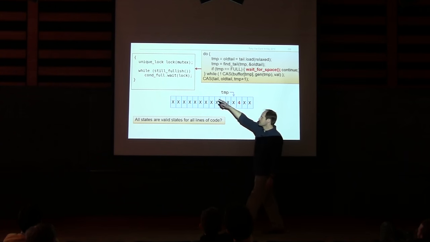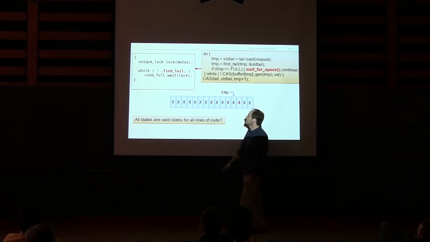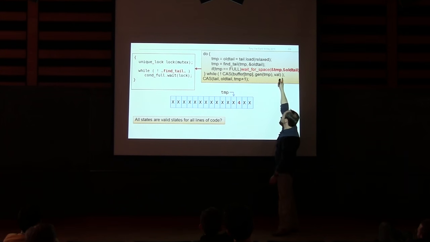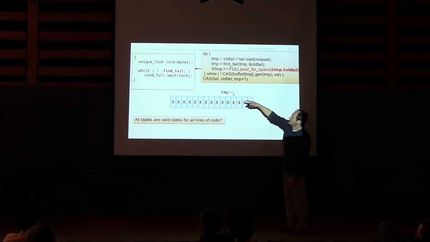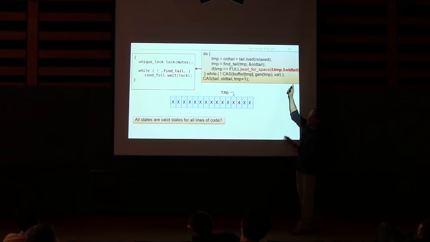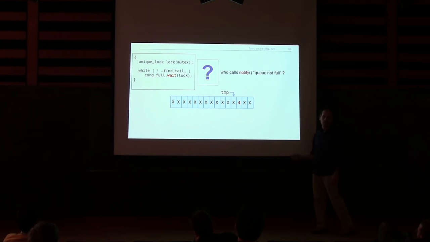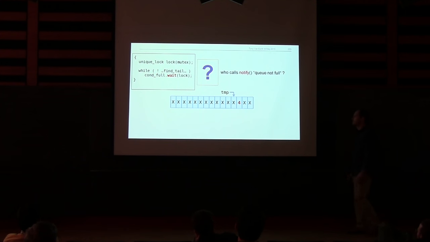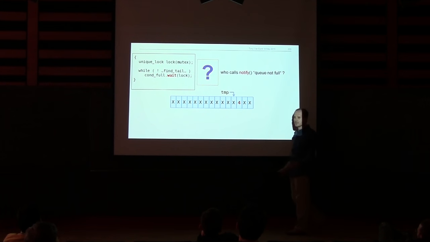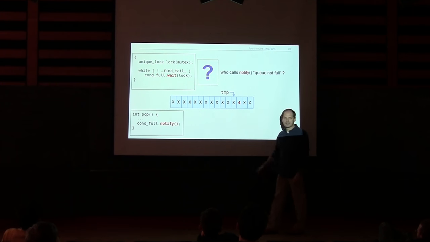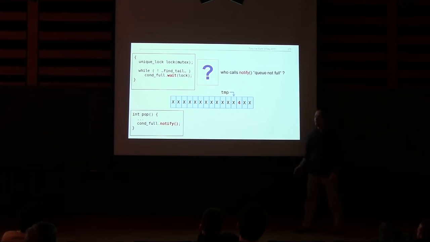And this will probably be using the same code as find tail, which means this wait for space will probably be taking these values so that once we found the tail, we'll get updated values, and that's just a little optimization. The real question is, who's going to notify that the queue's not full anymore? The pusher, the producer, has said, this queue is full, I'm going to wait for someone to tell me it's not full. So who tells me it's not full? The consumer, the pop, right? Pop at some point is going to say, hey, I emptied the spot for you, you can get going now.